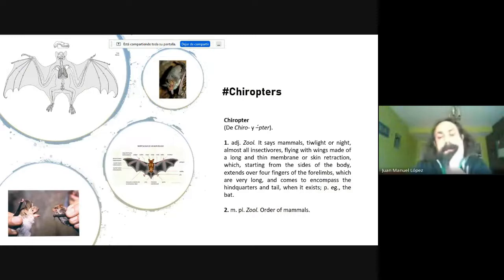The other group is the chiropterans, mammals that really fly with wings, with a long membrane. We have here pictures of the phalanges; these are the phalanges of the chiropterans that make the wings. And also the skeleton, where you can see the different parts. This is again the definition from the Dictionary of Zoology.